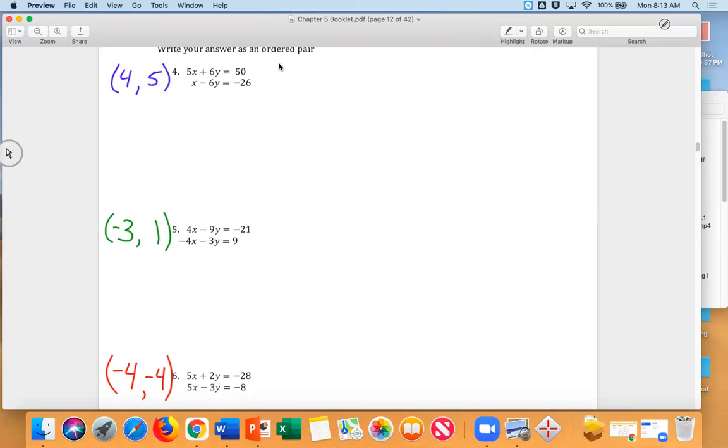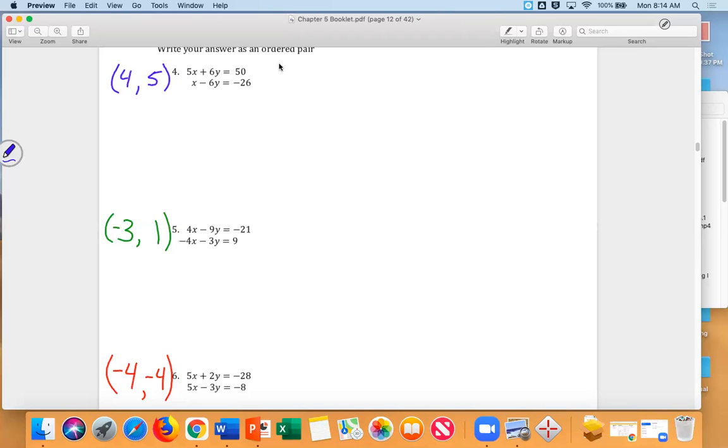Either variable, Sophie. We're looking for one of the variables to have the same number. If you look at number 4, do you see how the y's both have a 6 in front of it? That's what we're looking for. And in 5, the x's both have a 4 in front of them. So there's not going to be one variable that we always go for. It's going to be either or.